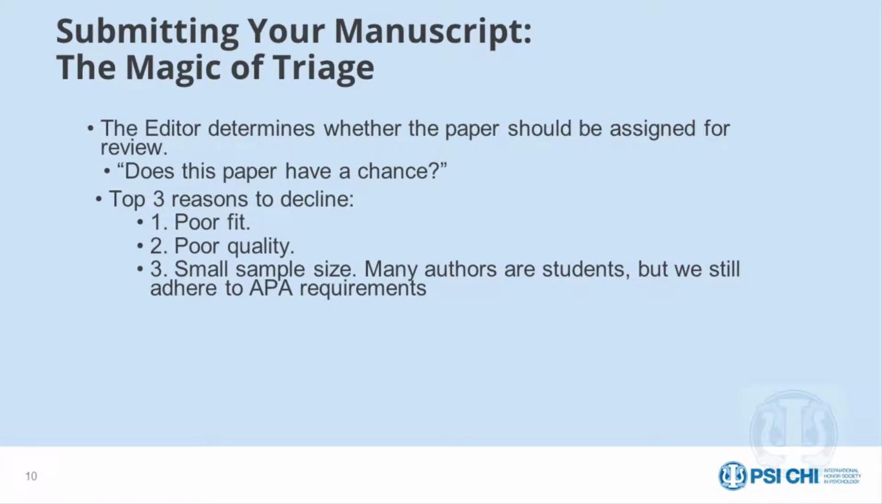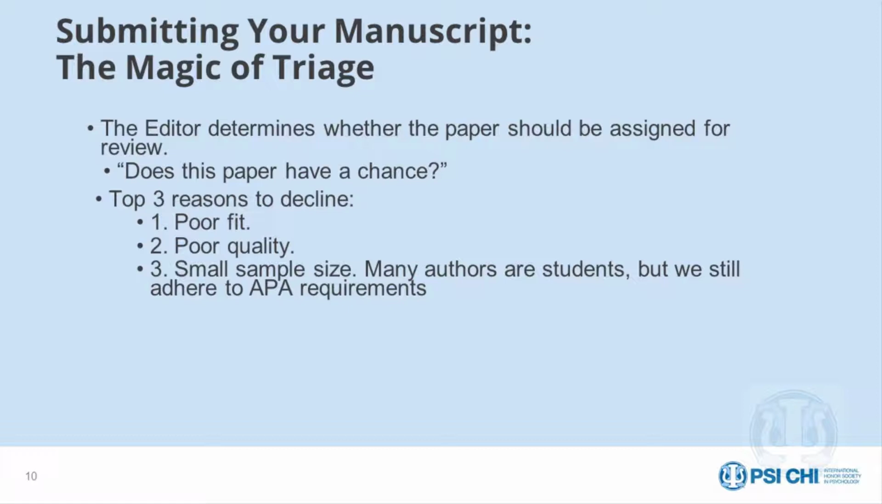So you heard Debbie talk about elements they think about at the journal, and so I'll try to talk generally about how a lot of journals operate. So the editor has gotten your paper and they're figuring out what to do with it. What the editor is really asking himself or herself is, does this paper have a chance? They're not asking, is this a slam dunk? They're just saying, does this paper have a chance to make it into the journal?